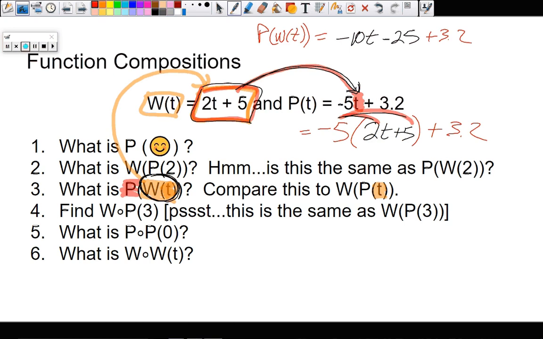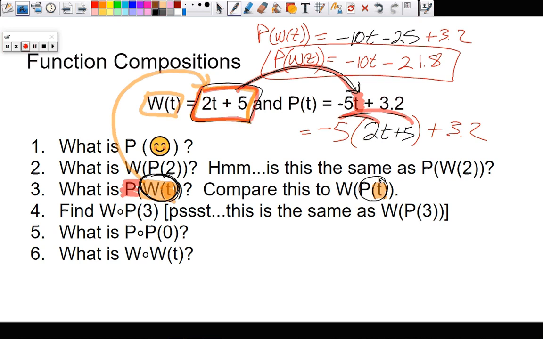So let's simplify this. Negative 25 plus 3.2 is about what? Negative 21.8. Okay, so just like Emily said, we're going to write it like this and be done with it. Are we good? Alright, and then yes, you could do the same over here with W of P of t. It's going to look different, okay? So let's do that over here. We're going to take all of P of t.